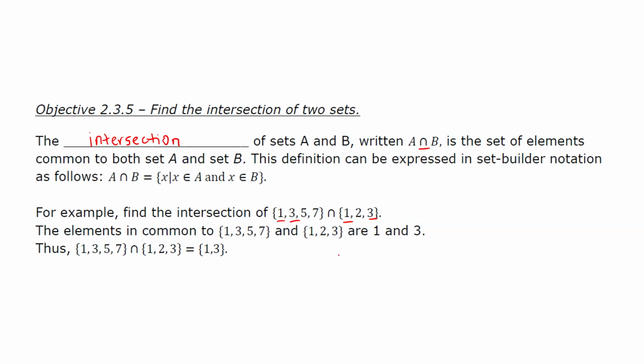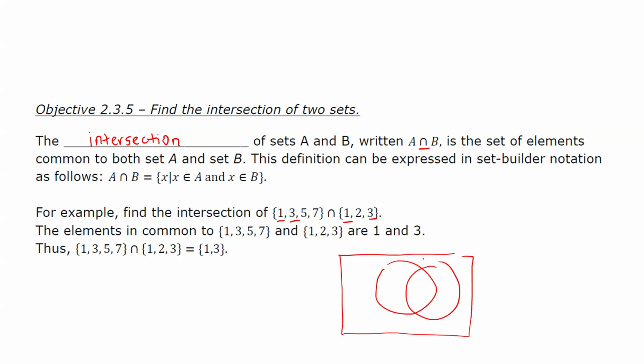Okay. Visually, if we have our Venn diagram, and our first set was 1, 3, 5, and 7, our second set was 1, 2, 3, and we know 1 and 3 is what they have in common, it would be represented as such, where 1 and 3 would be the intersection between the two sets. So it's what they have in common.